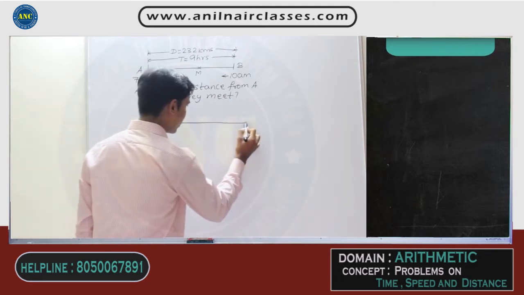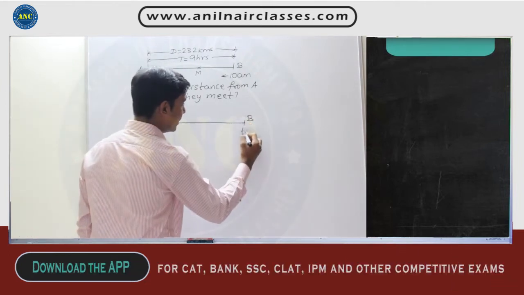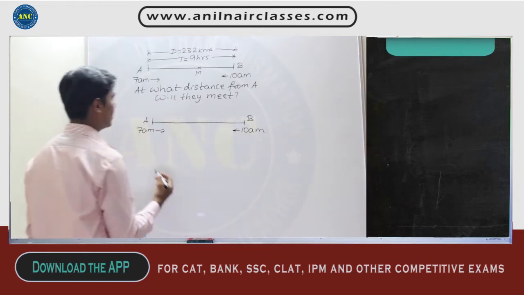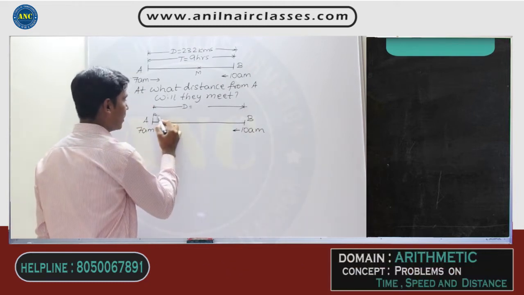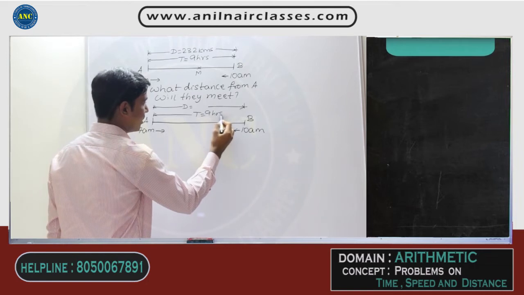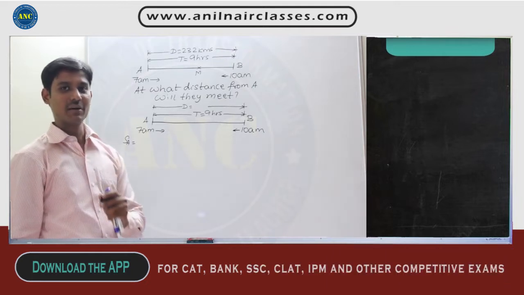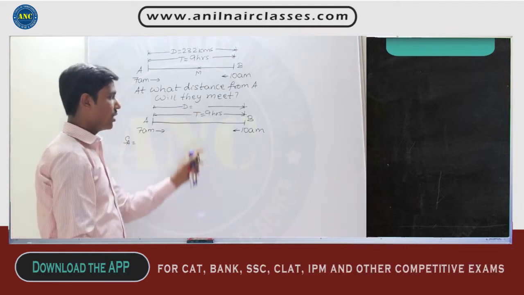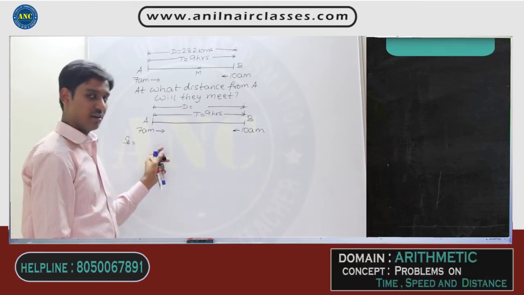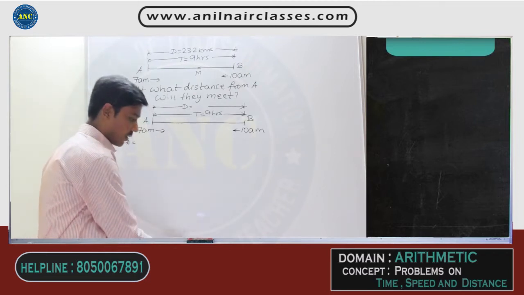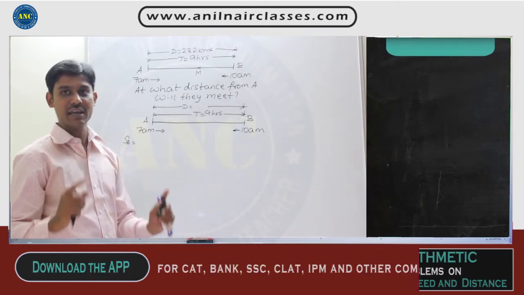I'll again redraw the diagram. A starts at 7 o'clock in the morning, traveling towards B. B starts at 10 o'clock in the morning, traveling towards A. This is traveling for 232 kilometers, and this is also traveling for 232. Both of them are traveling for 9 hours. But if I try to calculate the speed of A, speed is nothing but distance by time. Distance is 232, time is 9. 232 by 9 is some fractional value. Because that is a fractional value, if you start working the problem with fractions from your first step, you will keep getting fractions in all the steps and take a lot of time to solve it.